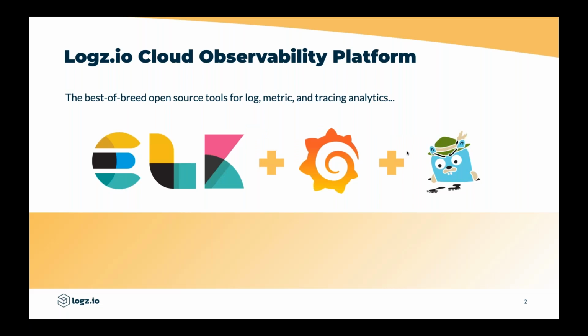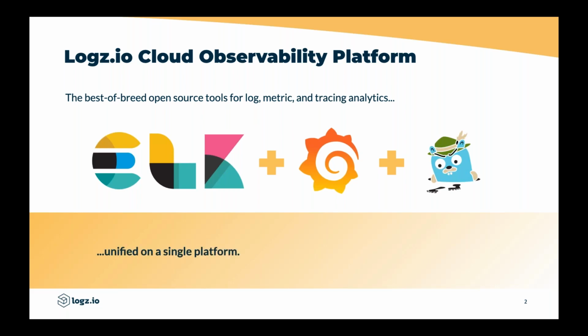So for those of you who are new to Logz.io, I'll go through a couple of slides to explain a bit about our approach to cloud monitoring and observability before we hop straight into a demo. There are a lot of logging, infrastructure monitoring, and security solutions out there, so it's important to know how we're different. Logz.io is a cloud observability platform, and we provide the best of breed open source tools for log, metric, and tracing analytics all together on one platform. That's the ELK stack for log analytics, Grafana for metrics analytics, and Jaeger for tracing analytics.